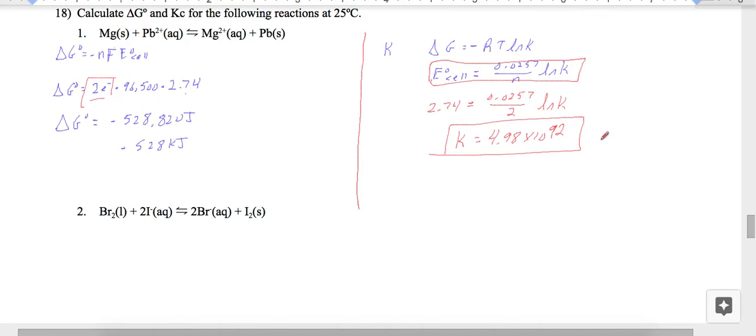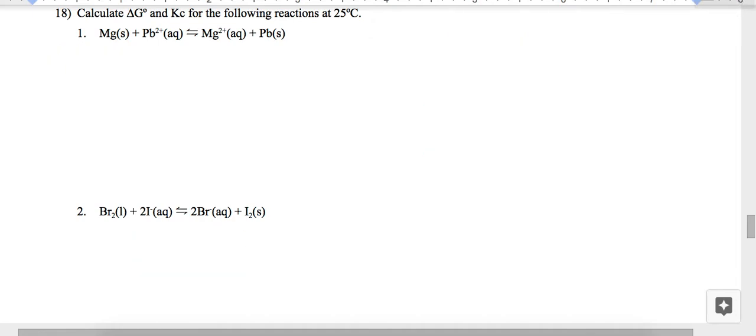Now, the next 3 problems are identical. And so I'm not going to go through those, and even I didn't do all of them on my work. And so I can give the answers for number 2 that I have. K is equal to 1.8 times 10 to the 18th, and delta G is going to equal negative 104 kilojoules. So there's that. 3 and 4 I didn't even do. All right.